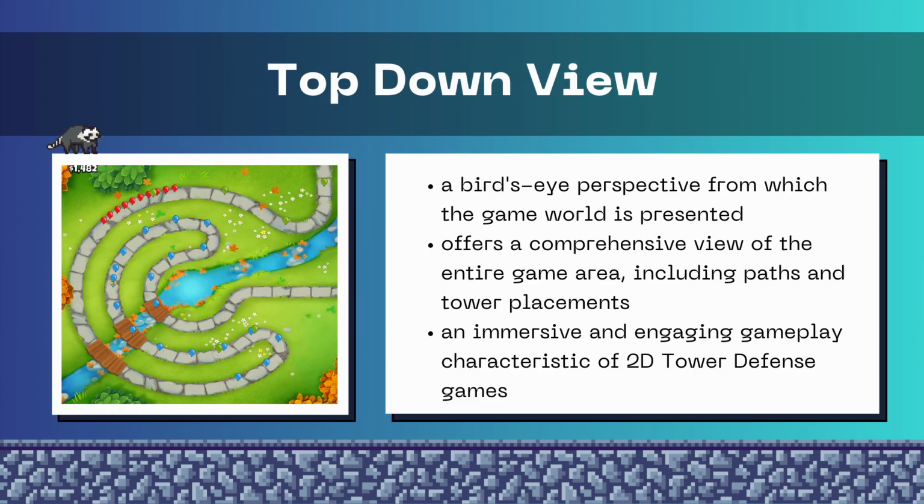The top down view is generally described as a bird's eye perspective, meaning you have a wide or full view of the map, including enemy positions, the path they're going to take, and tower placements. This also offers immersive and engaging gameplay, allowing the player to react and adapt to the situation if needed, a characteristic of 2D tower defense games.